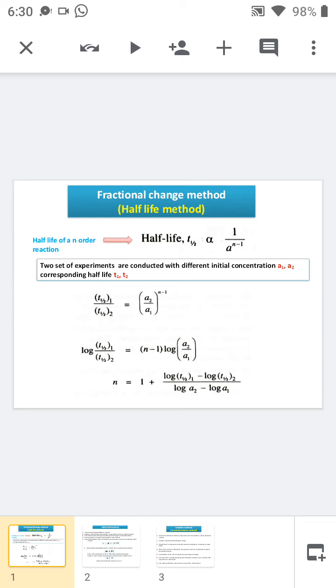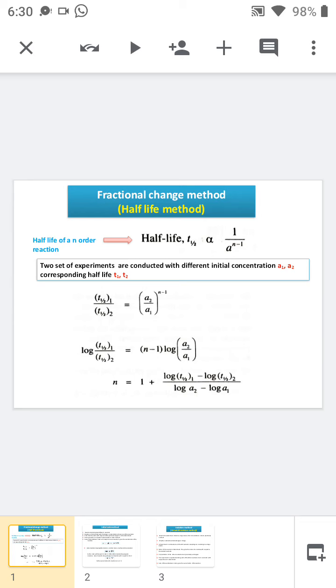So the fourth method is the fractional change method or half-life method. We know the half-life of an nth order reaction. We know the equation: half-life for the nth order reaction, T half, is inversely proportional to the initial concentration to the power of n minus 1.